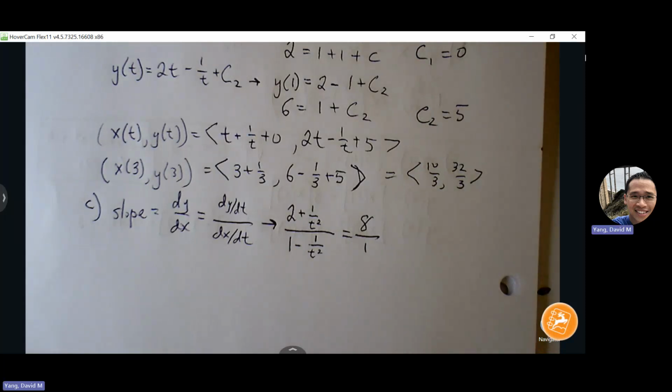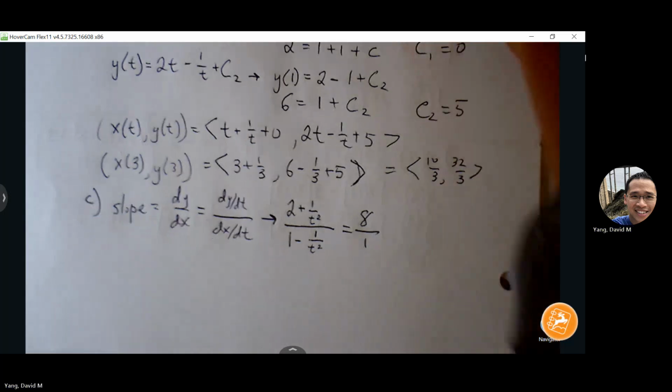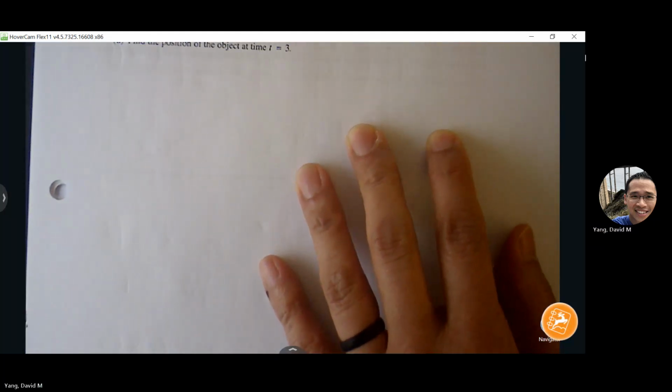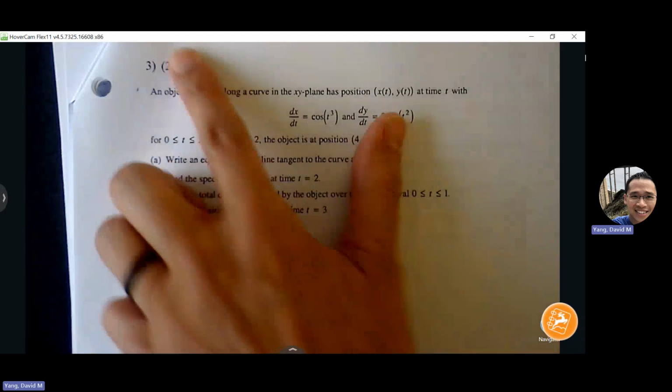Okay, so I think we have a lot of the background that we need to help us through. So if we can go to page 9, number 3. Okay, this one is 2001, number 1.